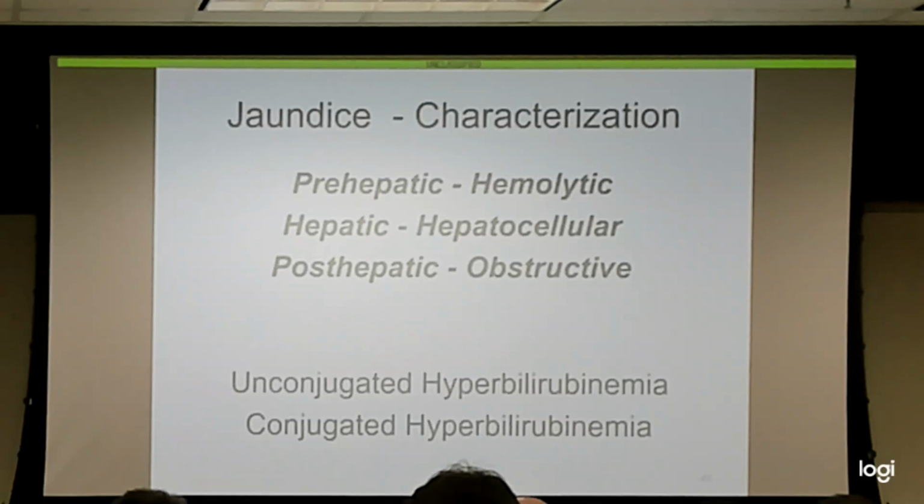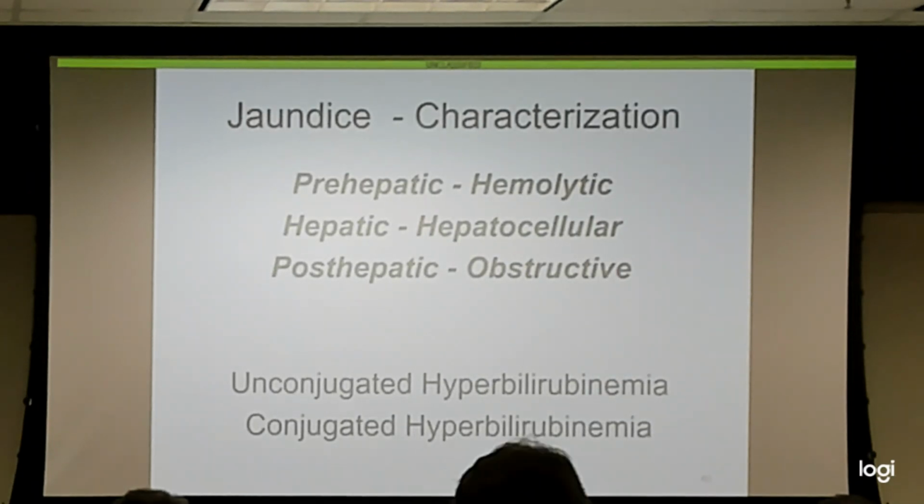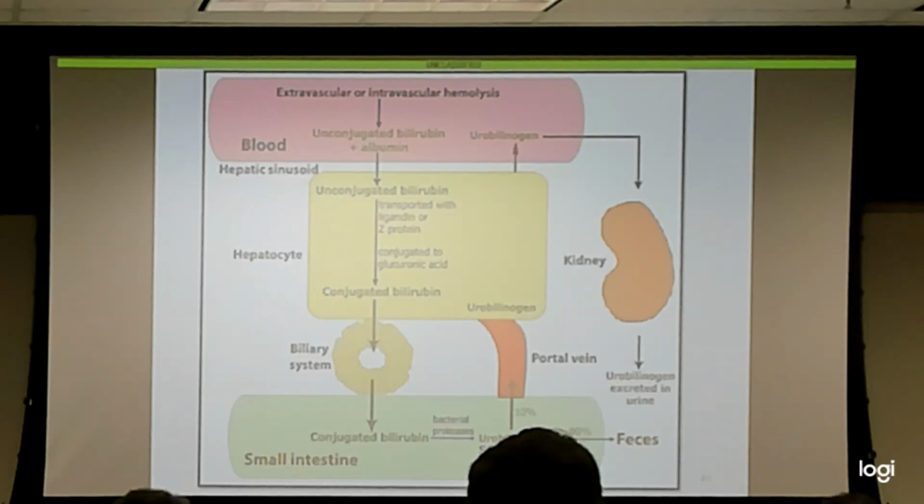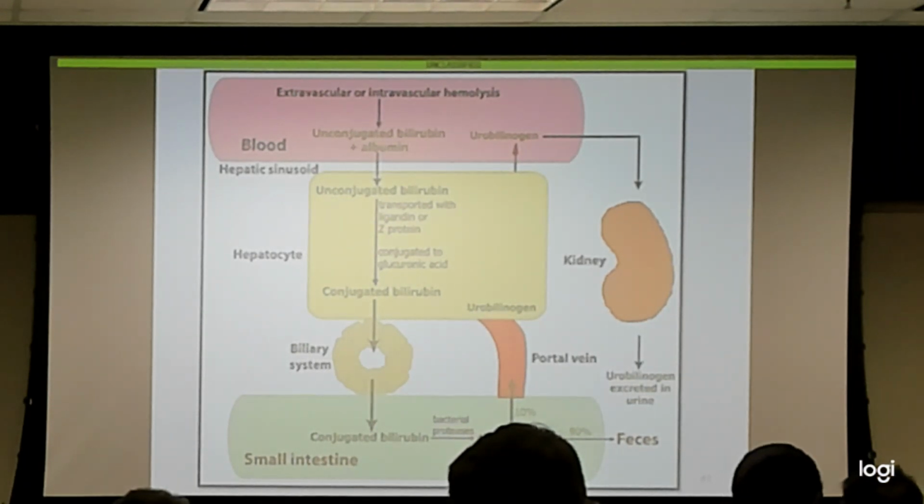And then post-hepatic has already gone through the conjugation process. And now I've got some obstructive thing. Now I've got a bunch more conjugated bilirubin in the circulatory system. So kind of important to know that. And so we talked about this, right? You guys were all tracking on this.